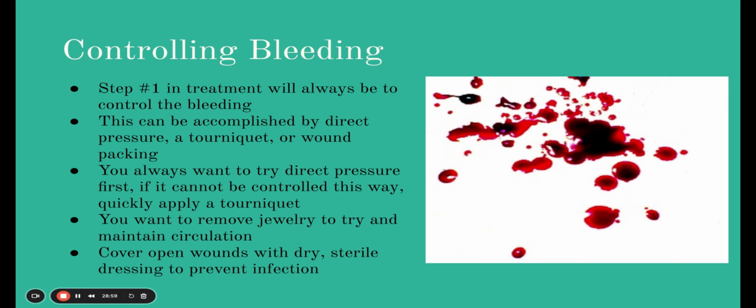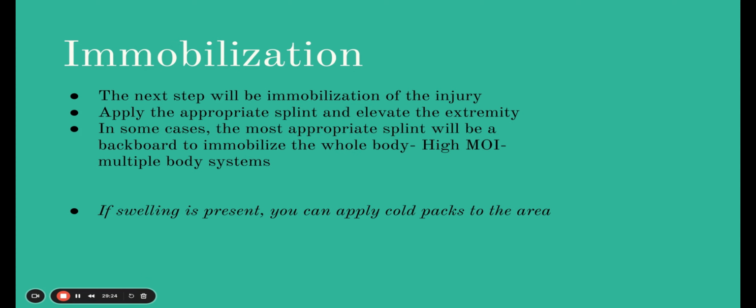And then if there's any open wounds, like for an open fracture, you're going to want to cover those open wounds with a dry, sterile dressing to try and prevent infection. You always want to keep those wounds clean and dry, and just make sure that they're wrapped up. Even if it's not openly bleeding, you want to cover those wounds, treat them properly.